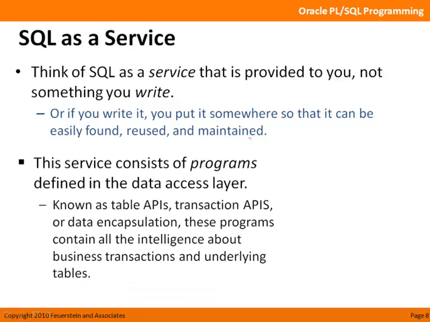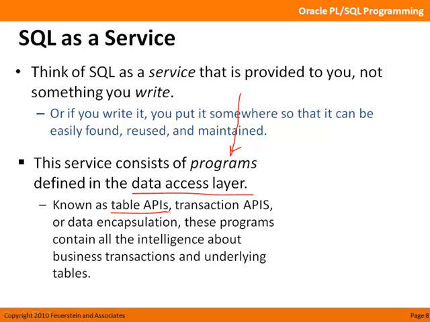So the service that I'm talking about consists of a set of programs defined in a separate data access layer. So you've got your presentation layer, you've got your underlying table layer, you've got your business rule layer. You should also have a separate layer simply for data access. There are several synonyms for this data access layer.